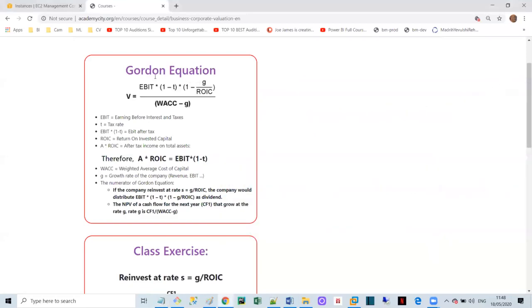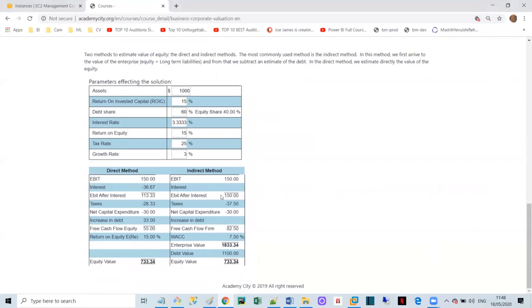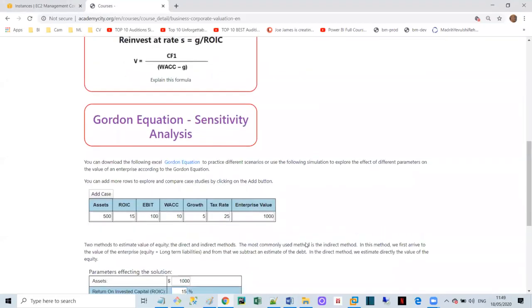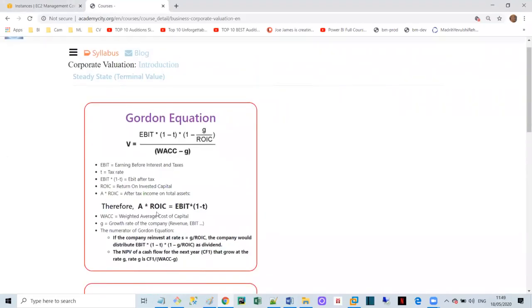Okay, let's think about it again. What do we mean EBIT times 1 minus t? Let's look at this example. Only on the right side, we have EBIT. What is EBIT? It's operating income. So operating income, the way I can calculate it, if I'm given the book value of the assets, which in this example is 1,000, I multiply it by ROIC. So in other words, EBIT we can calculate as A times ROIC, equal to EBIT times 1 minus t.